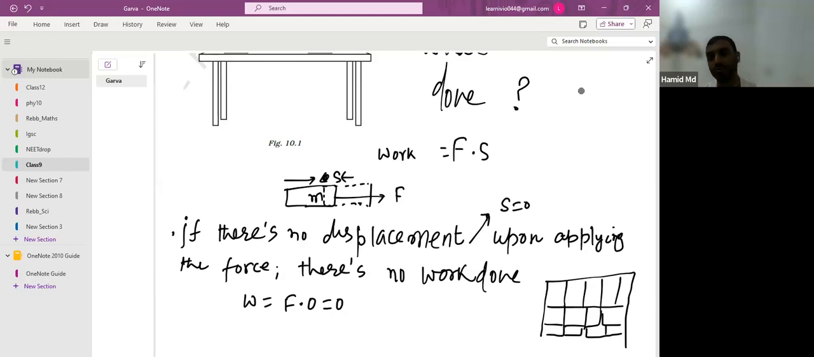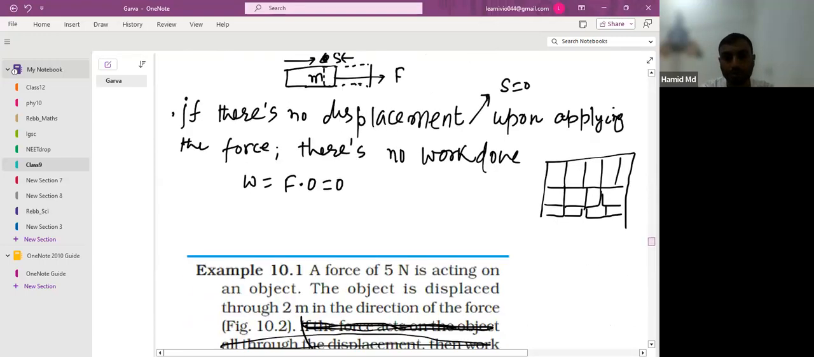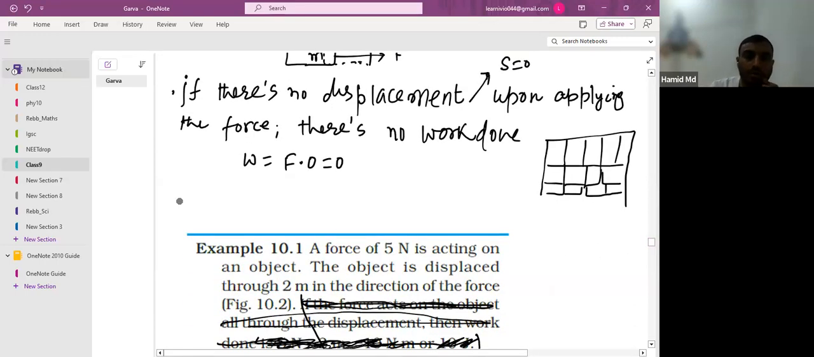There are n number of definitions. If a porter is keeping a weight over his head and standing from morning to evening, he will get tired. But as he is not moving, there is no displacement in the object, so there will be no work. So for work done, either the force should be non-zero or the displacement should be non-zero. If you don't apply a force, there will be no work done.